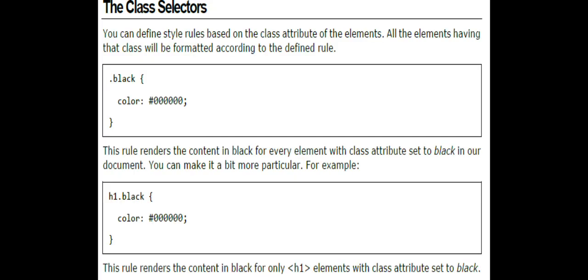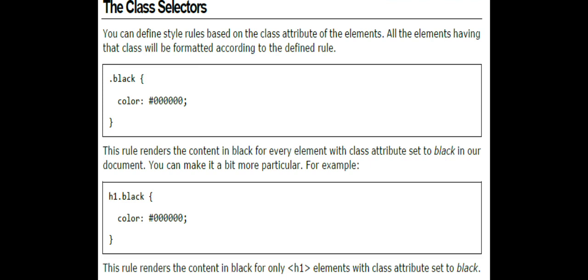Here with the class selectors, we can define style rules based on the class attributes of the elements. All the elements having that class will be formatted according to the defined rule. Here dot black I have set, then I have used the color for that. This rule renders the content in black for every element with class attribute set to black in our document. You can make it a bit more particular.